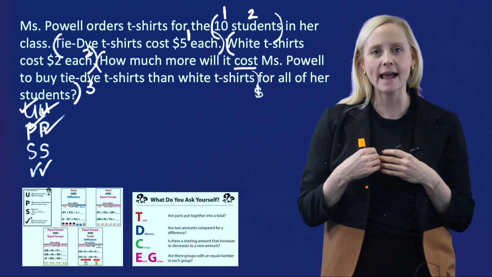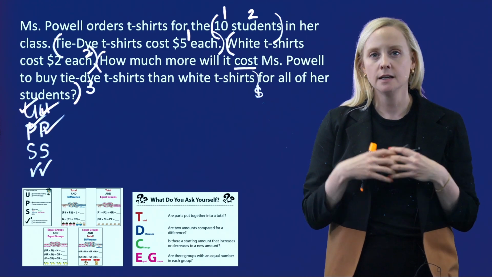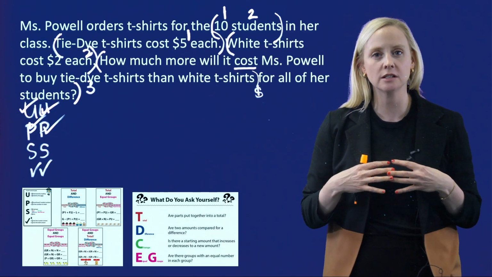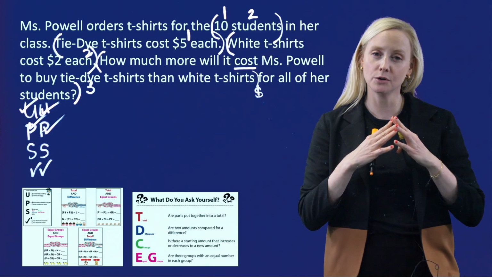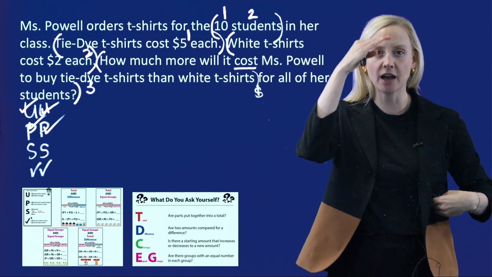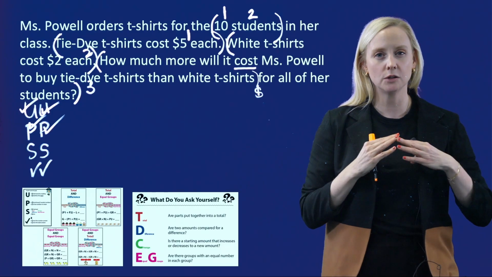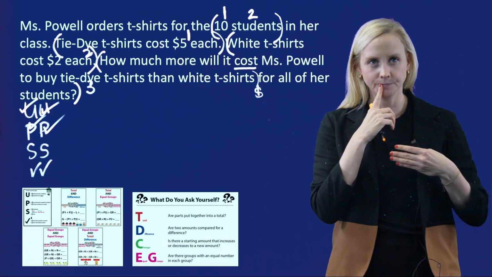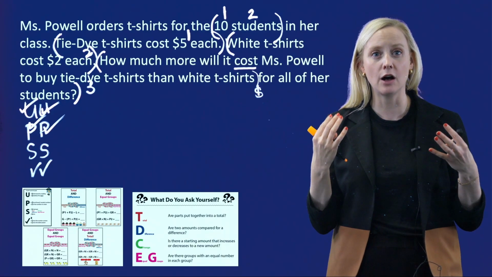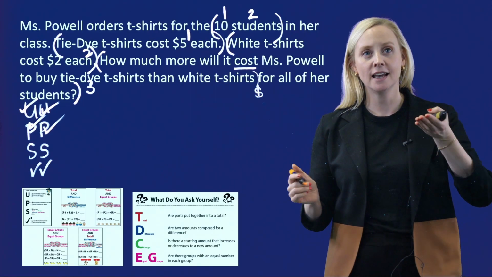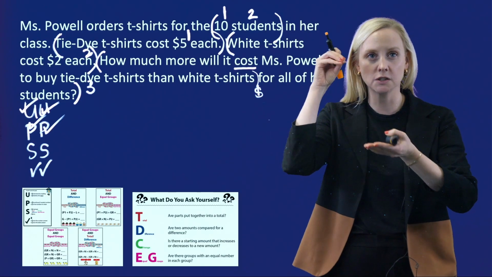I'm ready to move to my S, which stands for schemas. Here, I'm going to go to my What Do You Ask Yourself poster and ask myself these questions. Are parts put together for a total? Are two amounts compared for a difference? Is there a starting amount that increases or decreases to a new amount? Or do we have groups with an equal number in each group? So first I need to figure out the cost of the tie-dye t-shirts. I know I have 10 students and I know each tie-dye t-shirt costs $5.